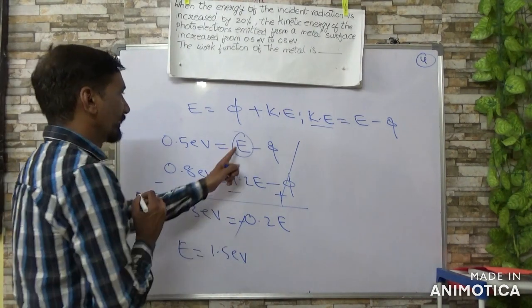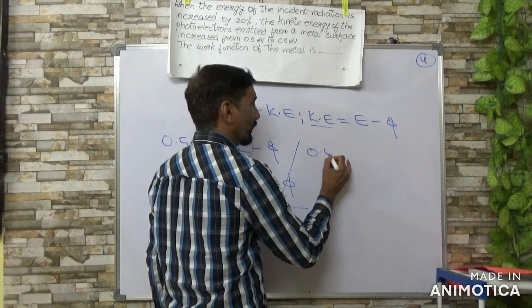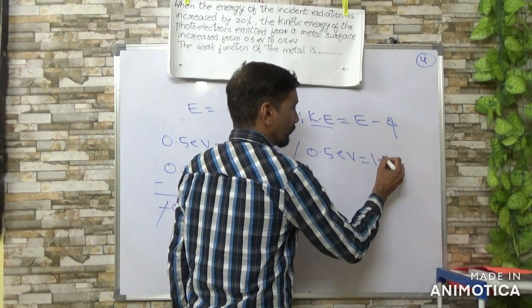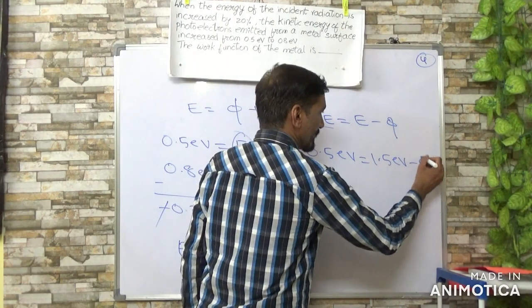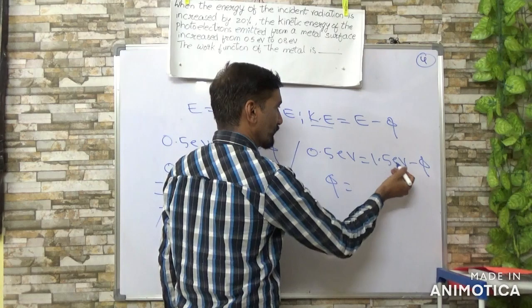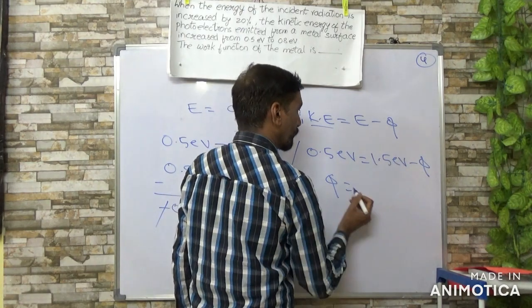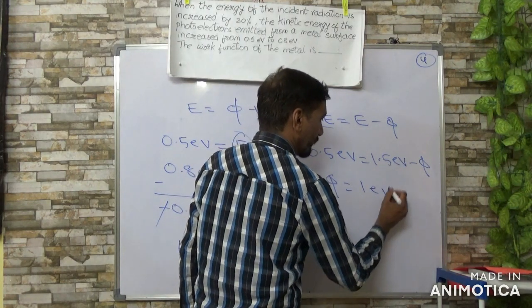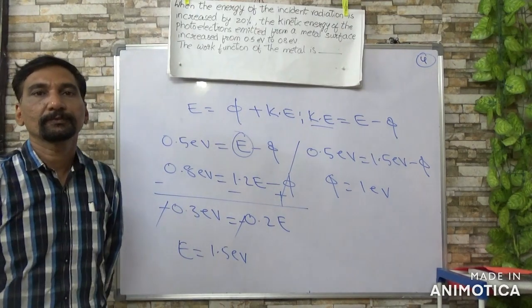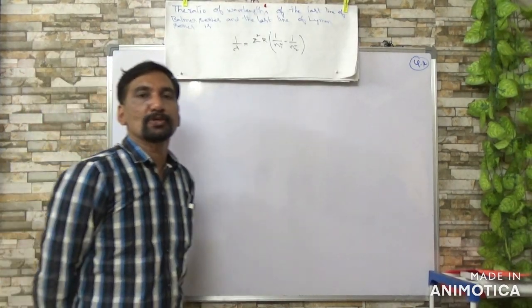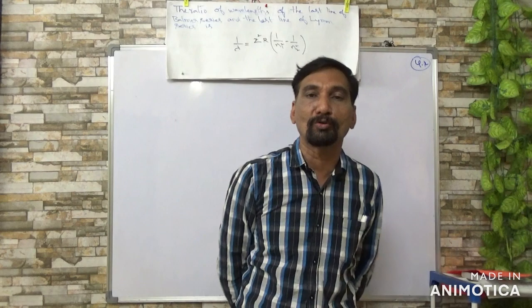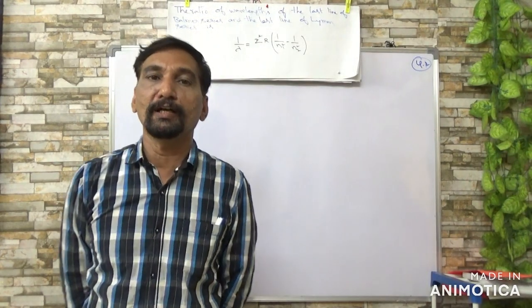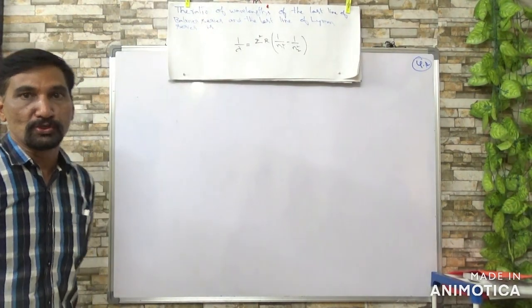Suppose you are substituting over here: 0.5 eV equals 1.5 eV minus work function. So the work function will become 1.5 minus 0.5, which is 1 eV. Okay. Based on this hydrogen spectrum, in the competitive exams you will definitely be given one question.